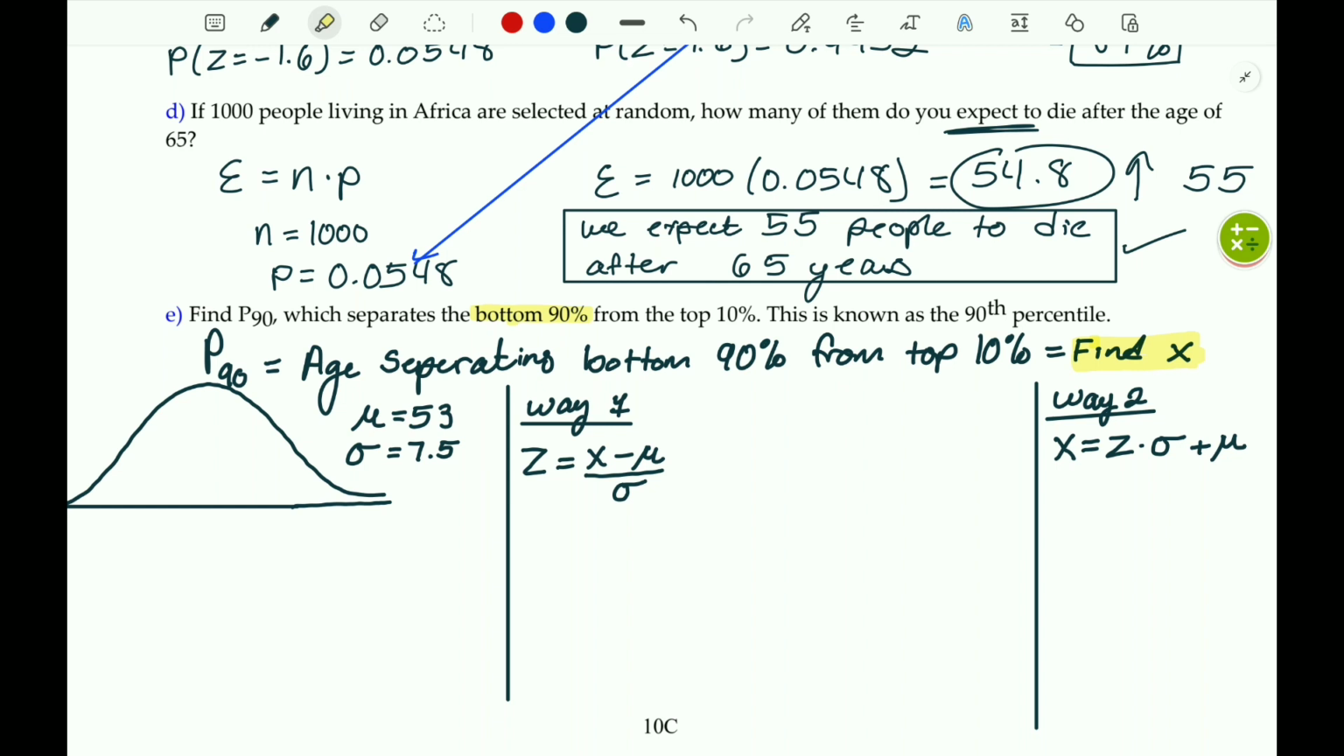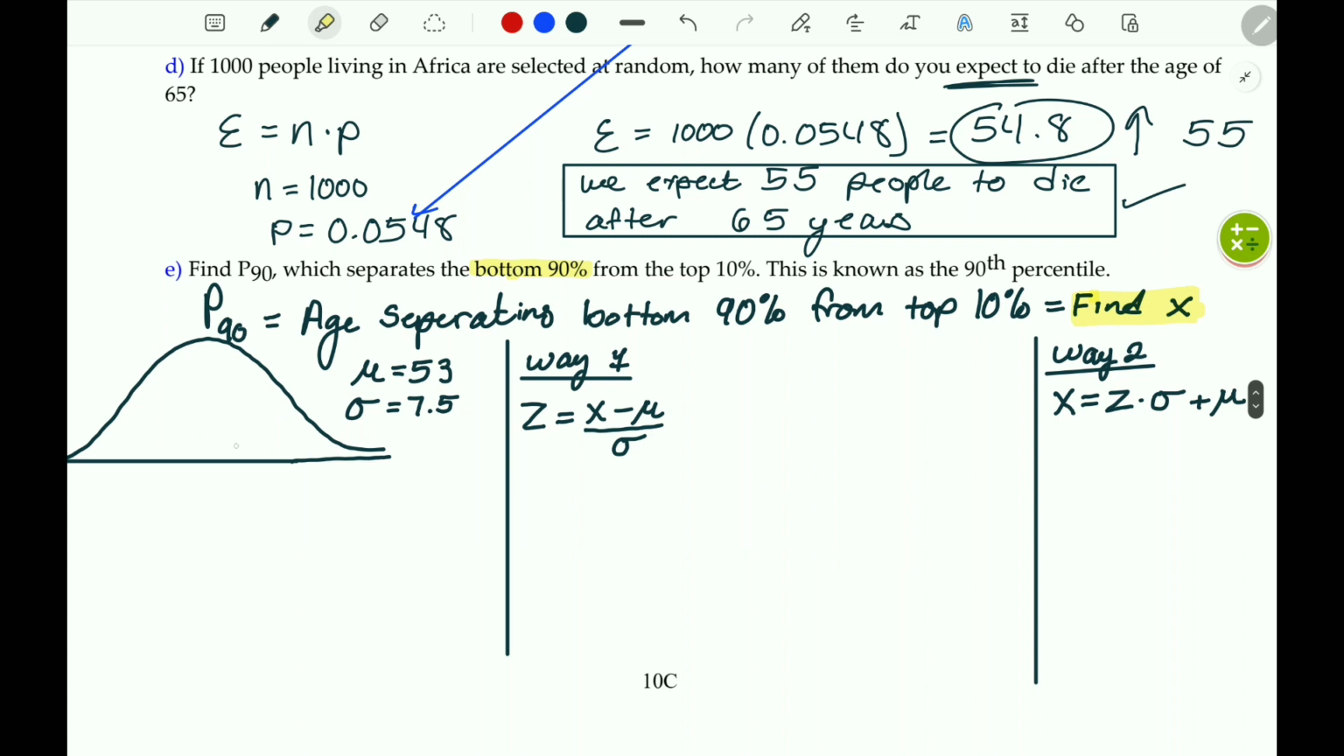Now, look what I wrote here for the notes. P90 equals the age separating the bottom 90% from the top 10%. That means you have to find the value of X. You have to find that age that separates the bottom 90% from the top 10%. So I'm going to take this bell-shaped curve right here. Place 0 in the middle for my z-score. 90% is pretty big. So the bottom 90% and the top 10% should be divided somewhere around here. We need to find that z value.